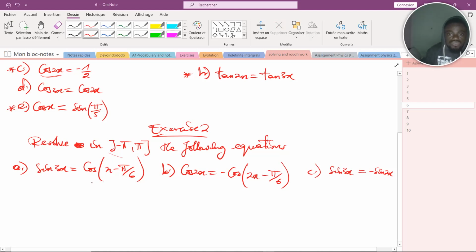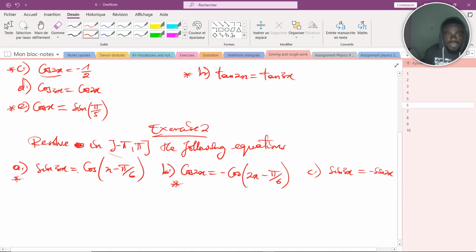So let's go directly into exercises. I'm going to do, as I said, this first one and this second one, and you have to do the last one as assignment. So let's start with the first one.